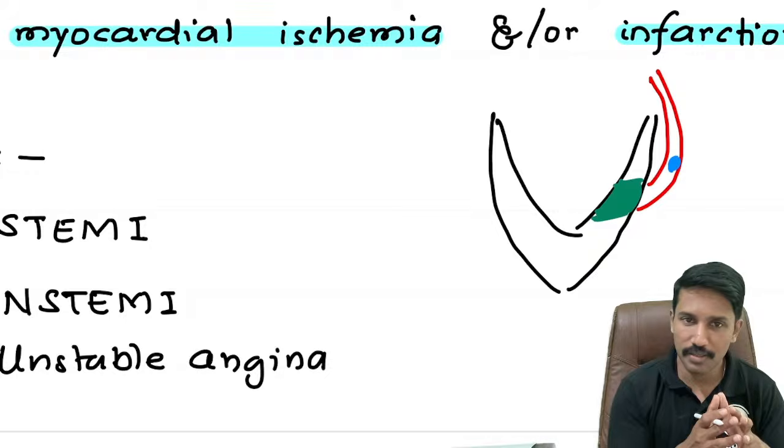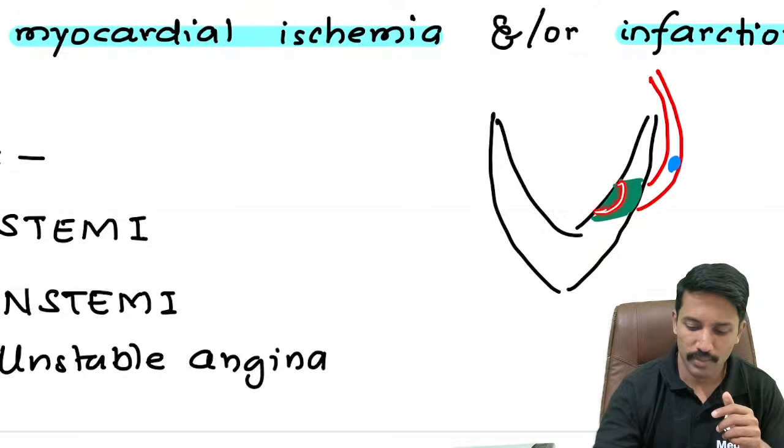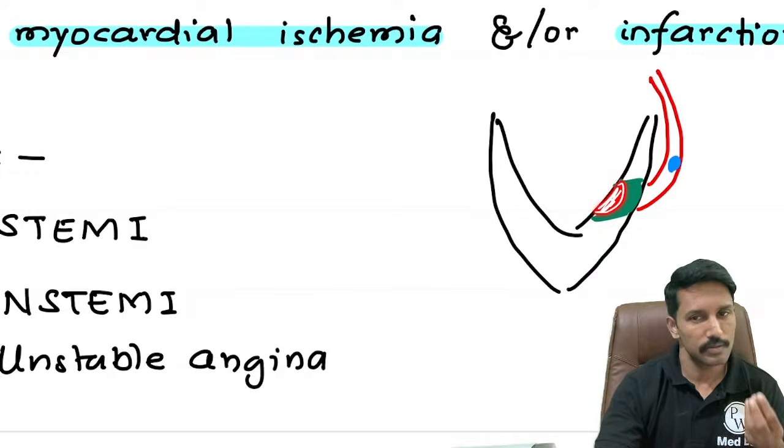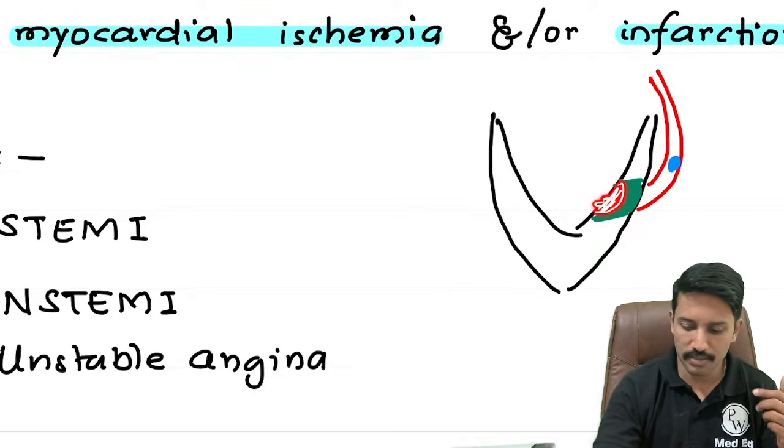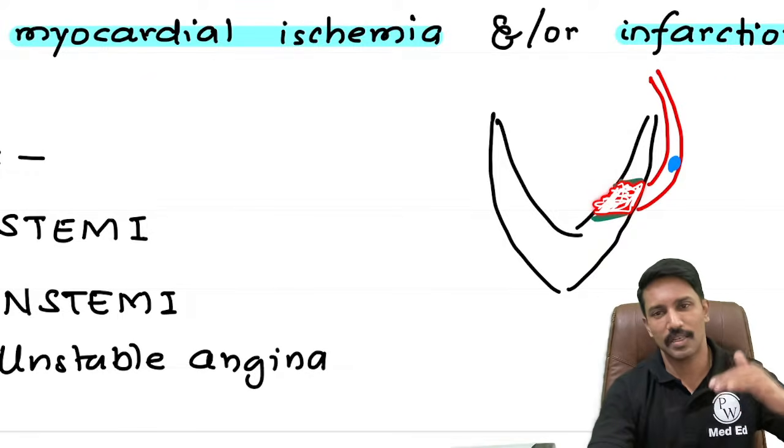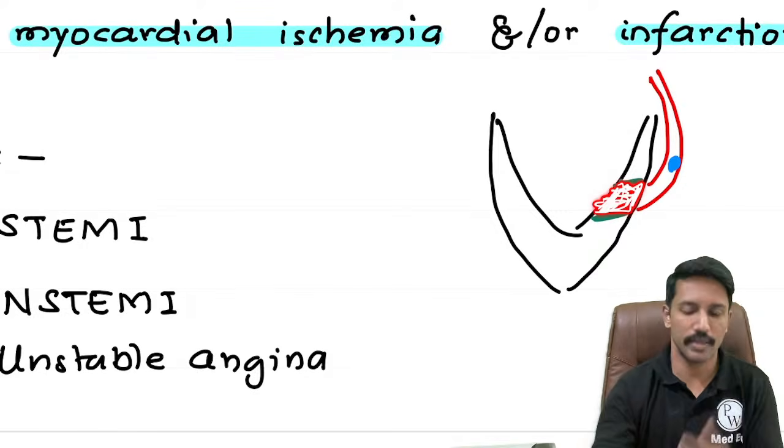If I don't address it here, then some part of the myocardium will start dying. Minimal myocardial death, no ECG changes, we'll call it NSTEMI. If I don't address it here, then the whole thickness of the myocardium will be dead, and then ST elevation will be evident on the ECG, then we will call it STEMI.